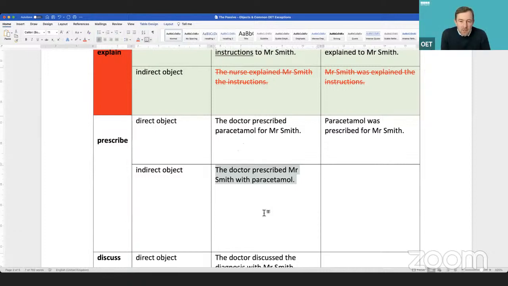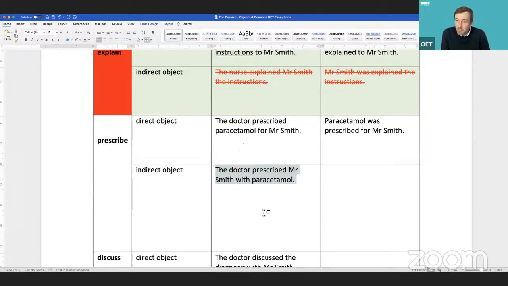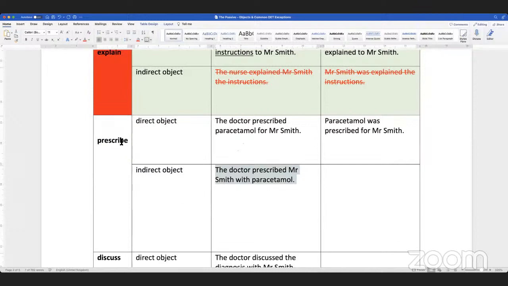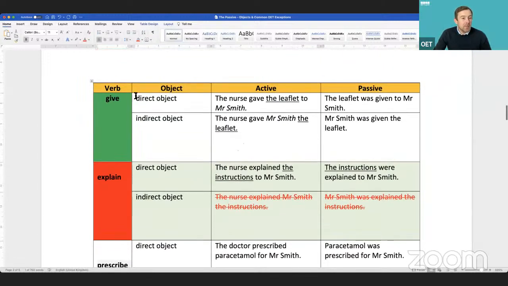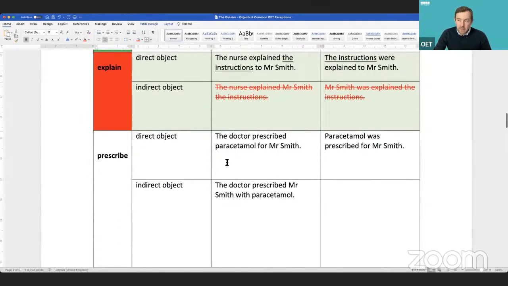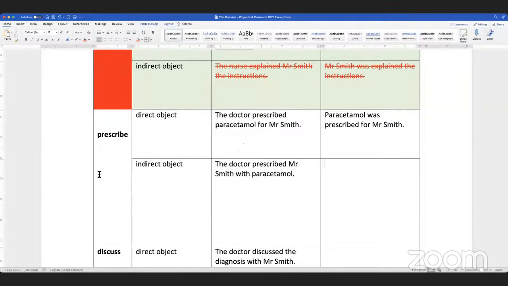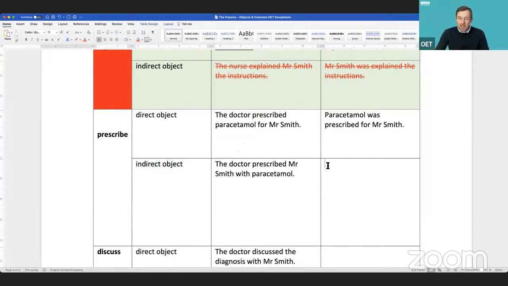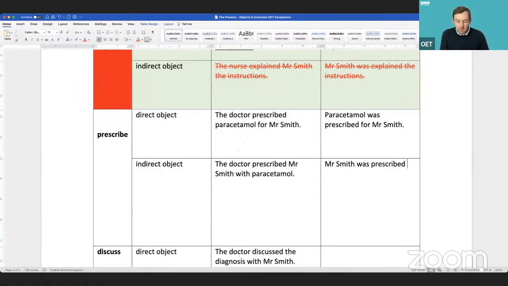Lots of no's there. That's interesting. Well, let me tell you guys, I'm happy. Yeah, it's indirect. I'm happy with it. Because it is active. Let's wait. I'm starting to think prescribe is one of these verbs that could be green. I'm starting to think that I could do it in the passive as well. Okay, so Mariam, start your sentence with the indirect object instead. Mr. Smith was prescribed with paracetamol.